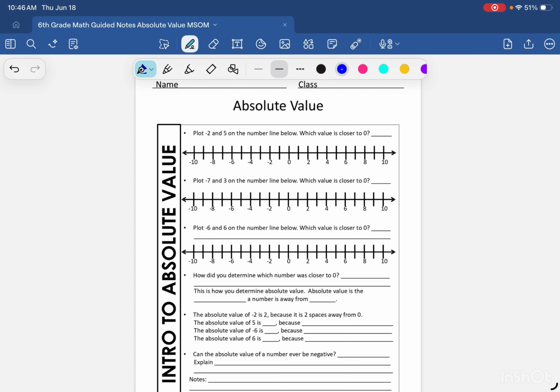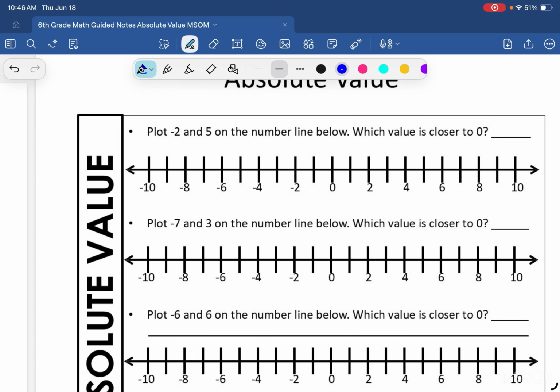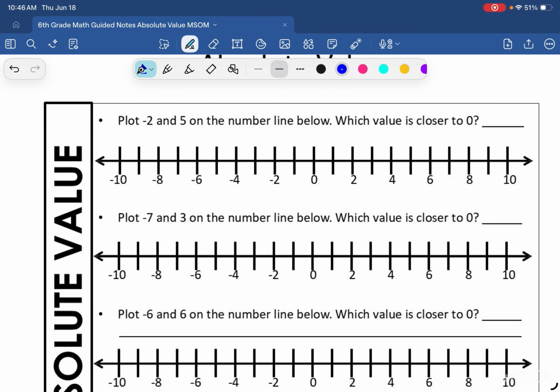Hey everyone, these are the absolute value guided notes. To get started, it asks us to plot some numbers on the number line. It says plot -2 and 5 on the number line. So we have -2 and 5. Which value is closer to 0? Well, it looks like -2 is closest to 0.